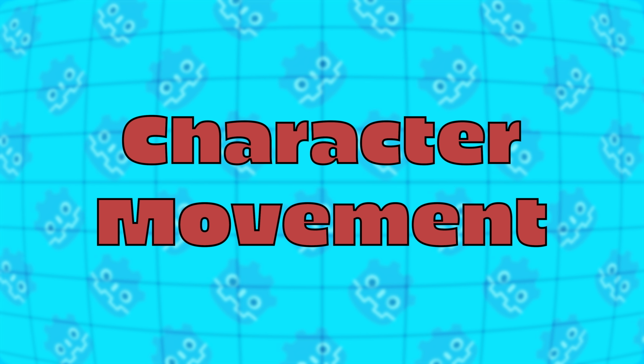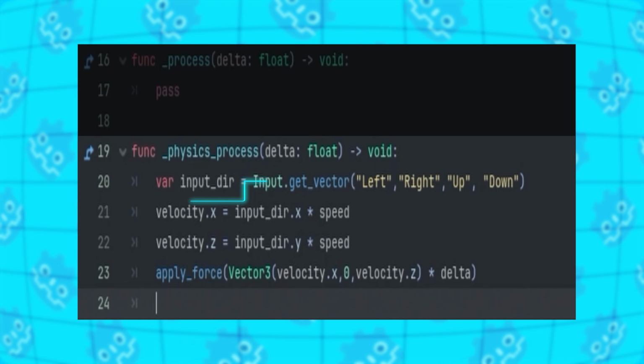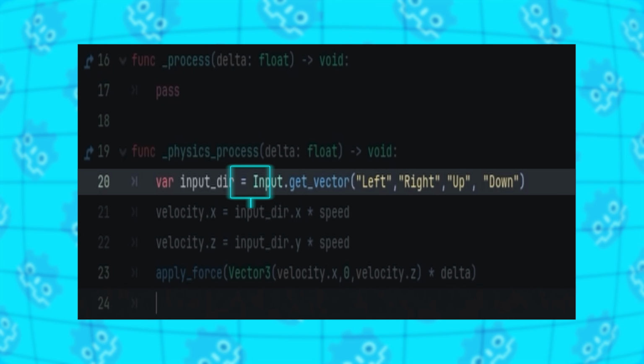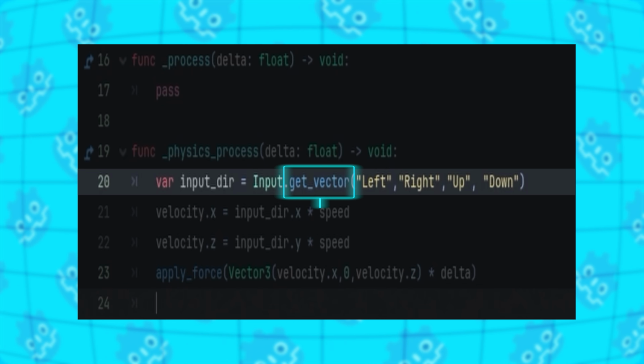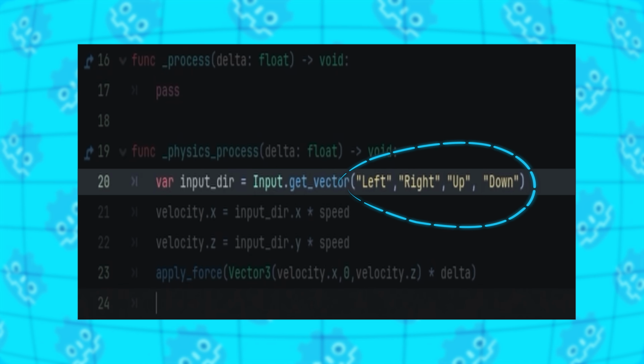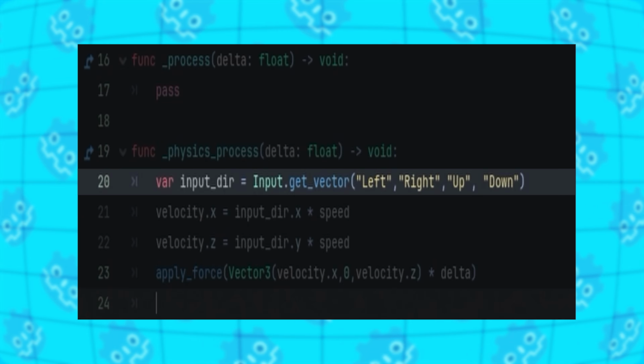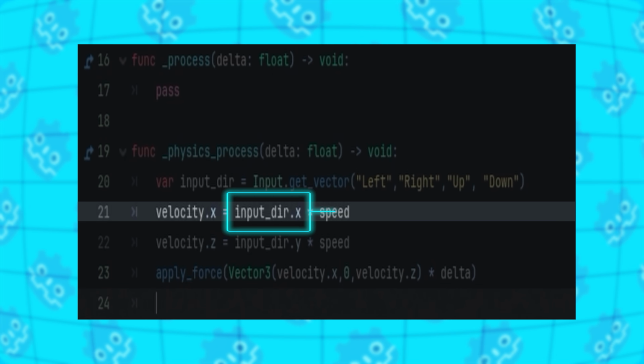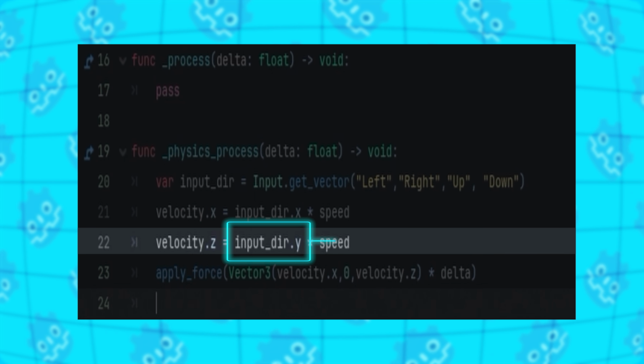Moving the rigid body. To get the rigid body to move through input, add a new variable called input_dir and have it equal input.get_vector. Then we reference input bindings that will be assigned later. Now assign the input direction to the correct direction that the rigid body should be moving. That's going to be velocity.x to input direction.x and velocity.z to input direction.y.